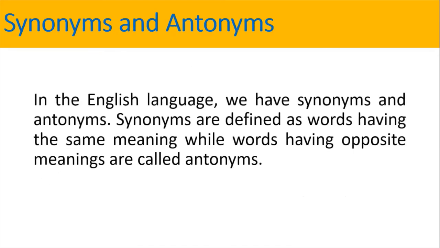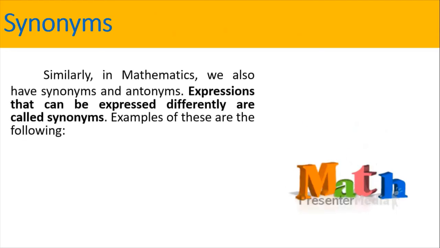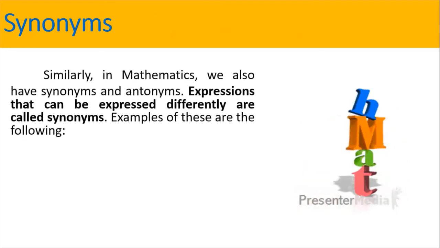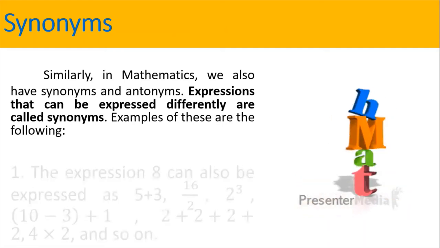In the English language, we have synonyms and antonyms. Synonyms are defined as words having the same meaning, while words having opposite meanings are called antonyms. Similarly, in mathematics, we also have synonyms and antonyms. Expressions that can be expressed differently are called synonyms. Examples of this are the following.